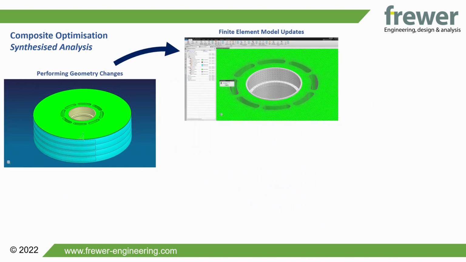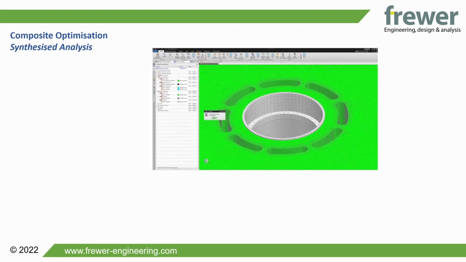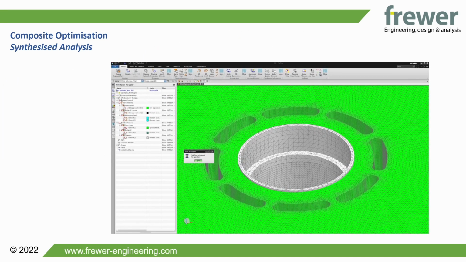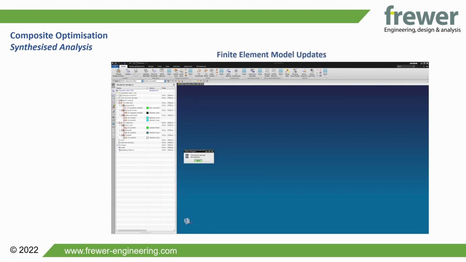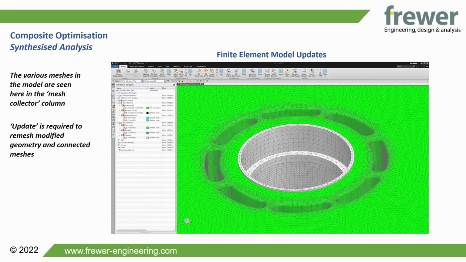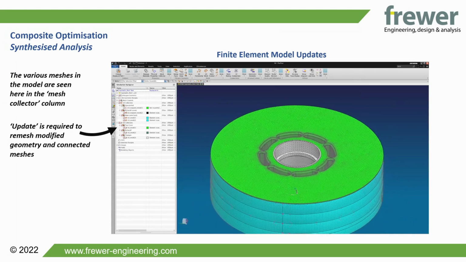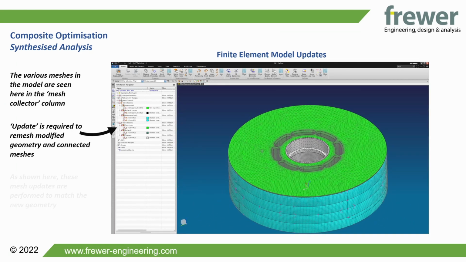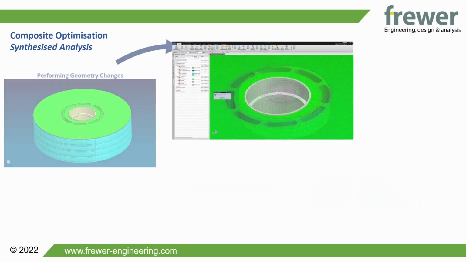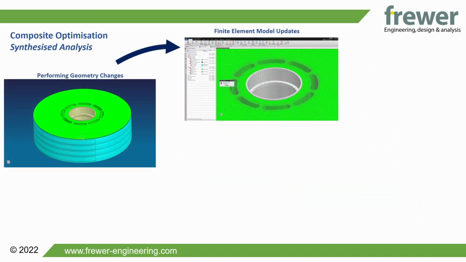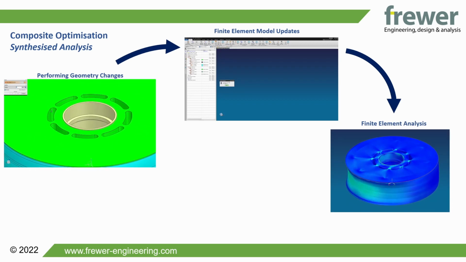The next stage will be to perform mesh updates that reflect the changed geometry. To the left of the window, the various meshes in the model are shown using mesh collectors. These flag up when an update is required. If the geometry changes made are simple enough, we should only need to click the update button at the top. Once this is clicked, the software will automatically remesh the required areas to reflect the geometry changes. Here we can see those meshes update accordingly. After this, we can move on to the finite element analysis.